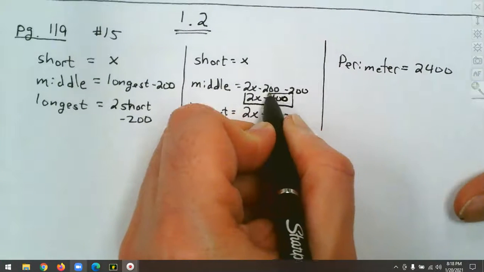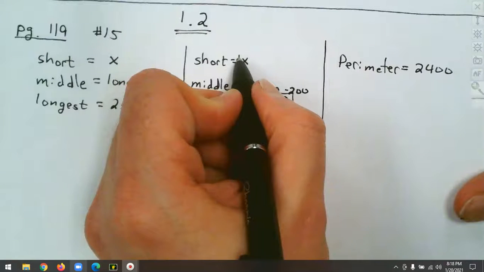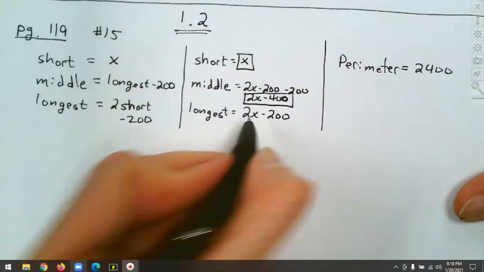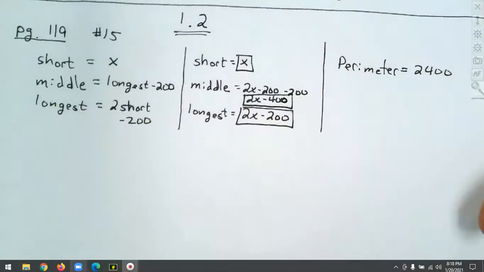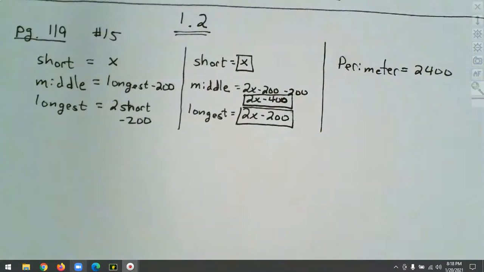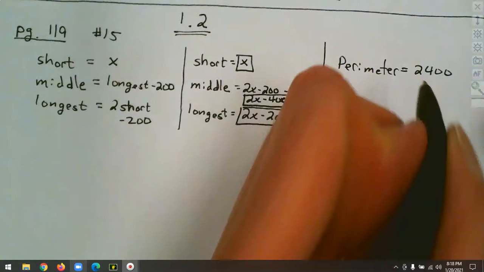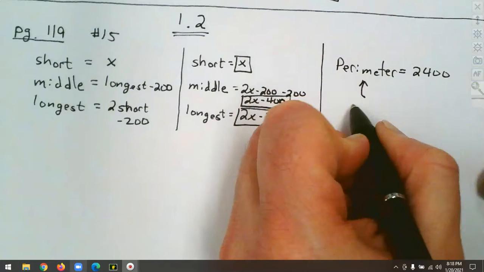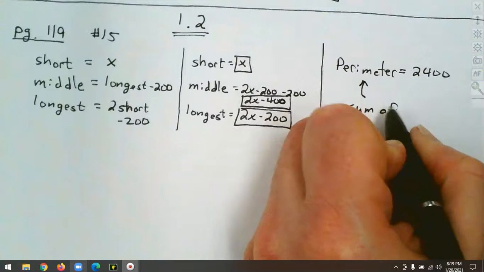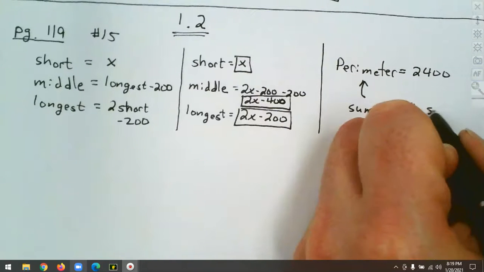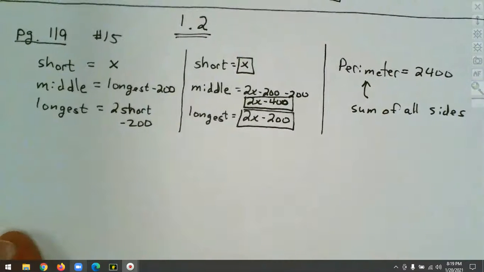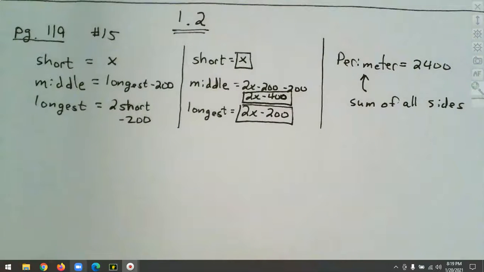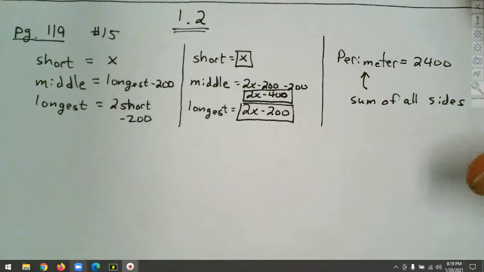And I'll put a box around each of these so we can see them. Our short side is x, and our longest side is 2x minus 200. Is everyone okay with how I came up with that? Now, what do we know about the perimeter? By definition, the perimeter is the sum of all sides. So that's your definition of the perimeter. Now we can build our equation. So what's our equation look like?